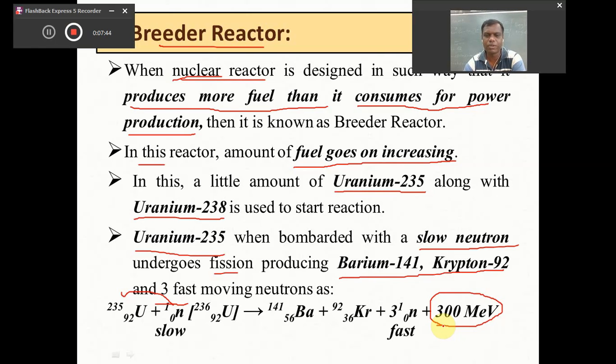But in this reaction we are getting fast moving neutrons. Slow moving neutrons are bombarded on the uranium 235, that will break down into two smaller nuclei, barium and krypton, with the liberation of fast neutrons and a large amount of energy.